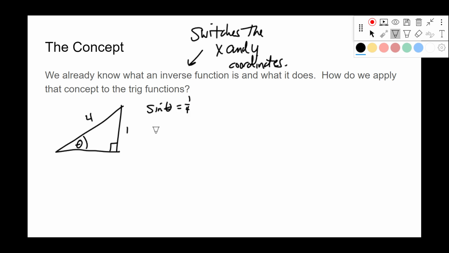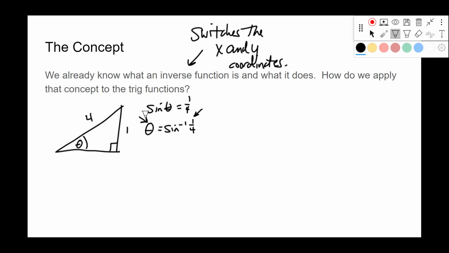And then if you remember back, to find the angle theta, we had to find the inverse sine of 1/4. Right? And then in our calculator, that gave us the angle that we were looking for. So basically when you work with inverse trig, you're going to work with a ratio, and that ratio is going to yield for you an angle measure.